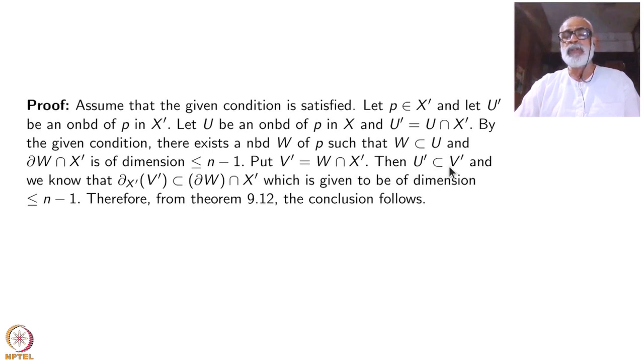Now you take V prime equal to W intersection X prime. Then U prime is contained inside V prime, and we know that the boundary of V prime inside X prime is contained inside the boundary of W intersection X prime. So this lemma, we are using it again here, which is given to be of dimension less than n minus 1. Okay, so now we can conclude by Theorem 9.12 that the dimension of X prime is less than or equal to n.